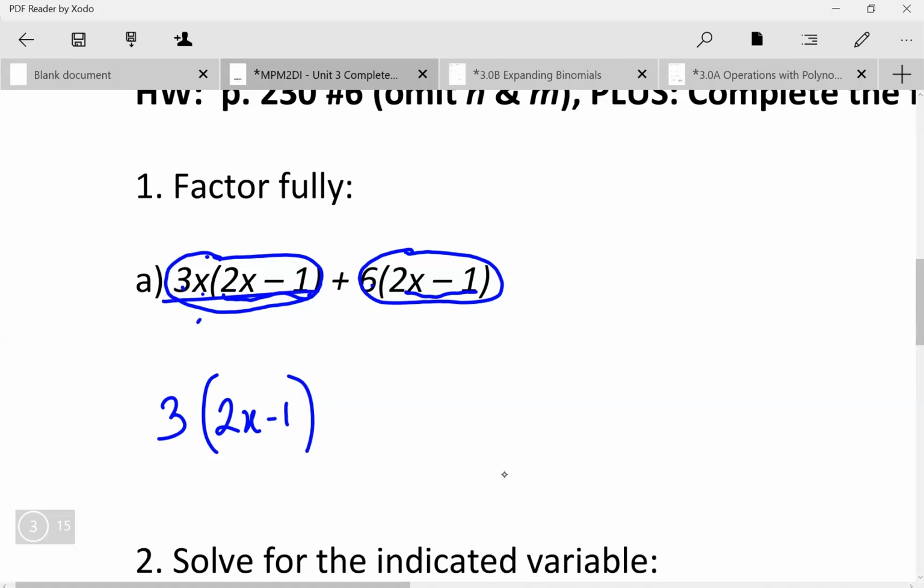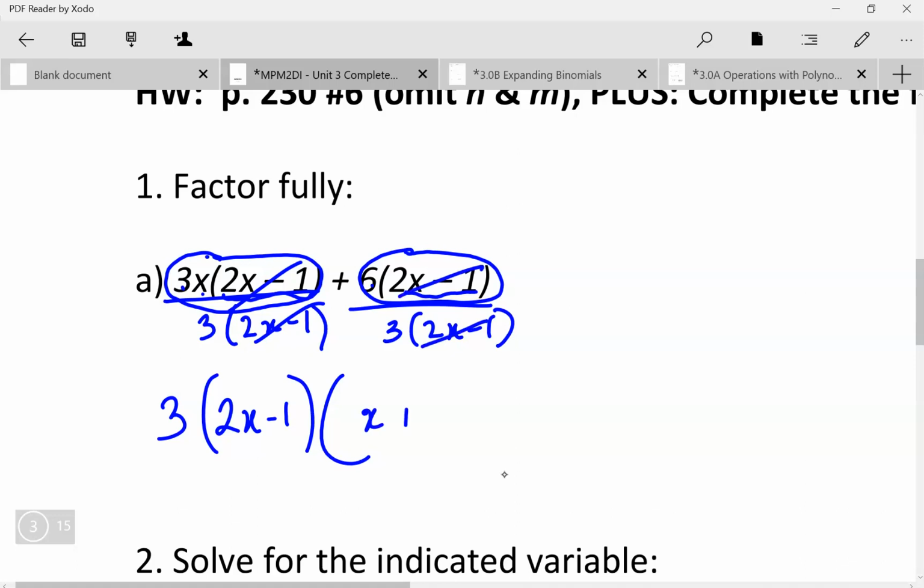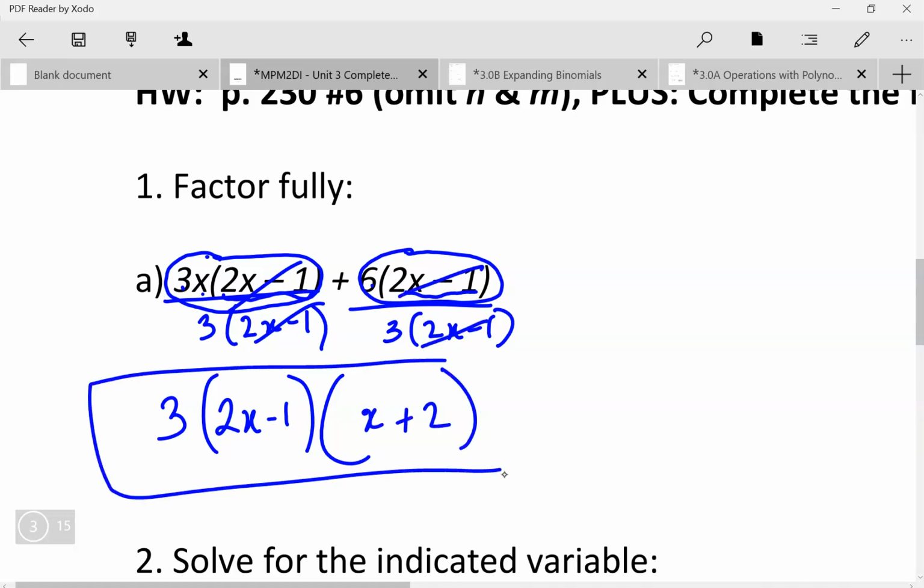So here I can do divided by 3 times 2x minus 1, divided by 3 times 2x minus 1. Again, when I factor something out, what I mean is I'm dividing it out. So I will divide out whatever I factored out of each of the terms. So here we're going to cancel that. We're left with x. Here we're going to cancel that. I'm left with plus 2, and this is my final answer.